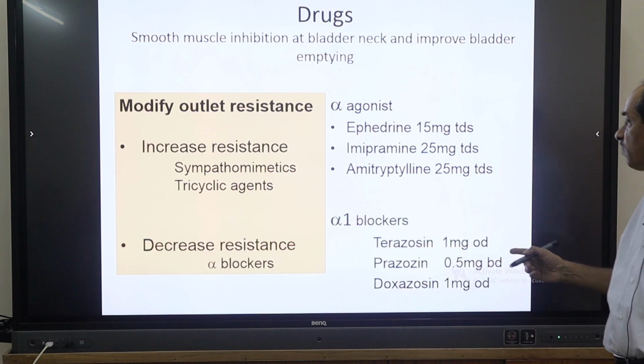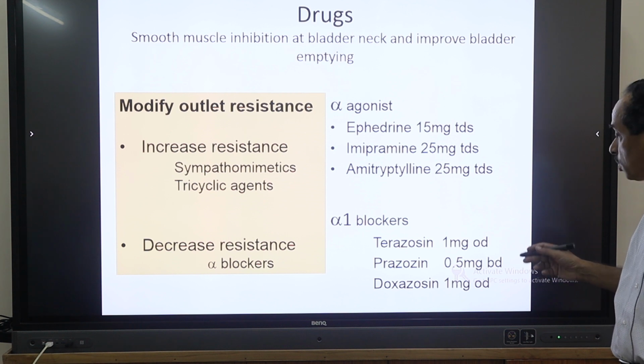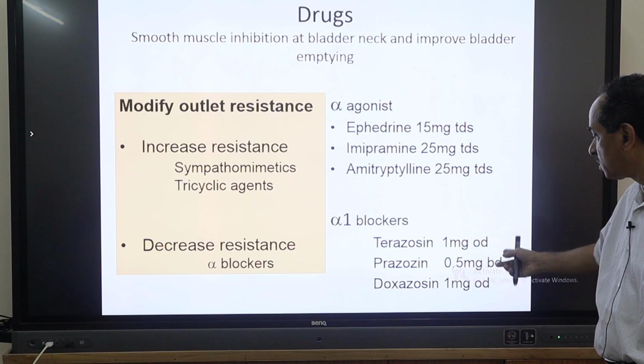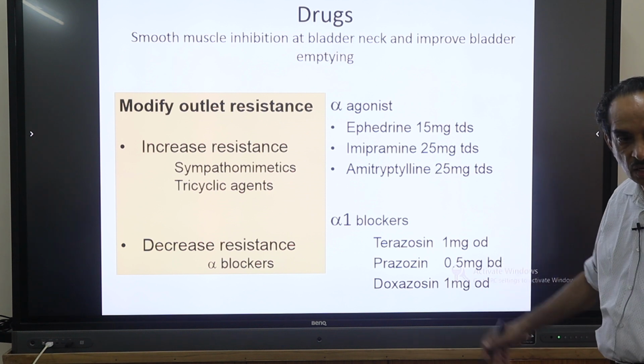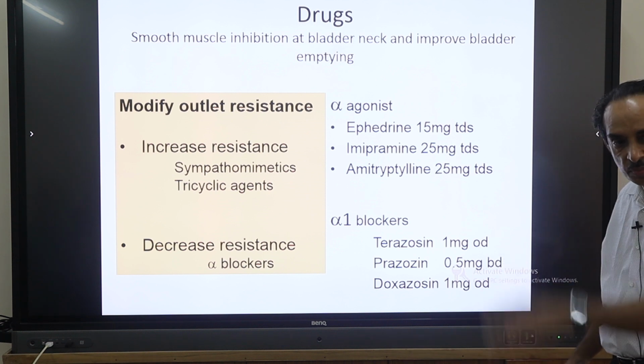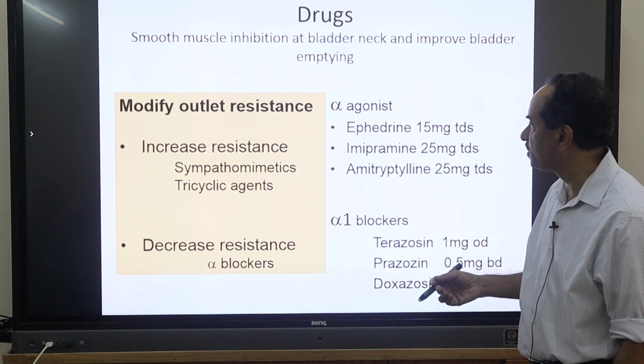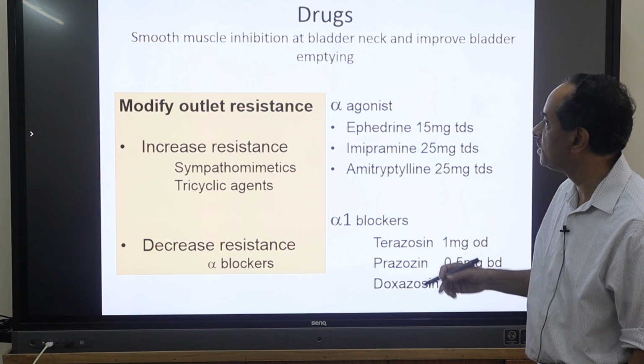If you want to open out the bladder neck, you can use alpha blockers like terazosin, prazosin, doxazosin. All that will open out the sphincter so that the emptying will be better. So you have to adjust according to the problems and the findings that you see. Yes, sir.